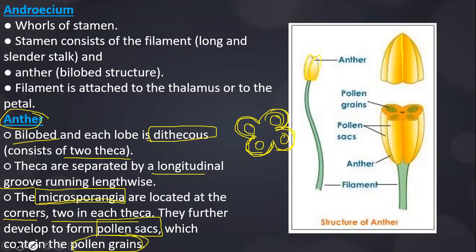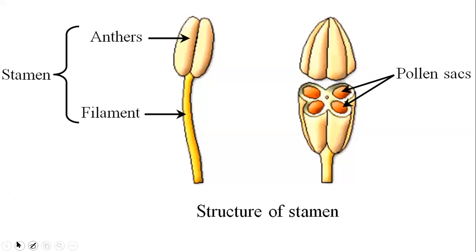Clear? So Androecium consists of stamen. Stamen consists of two main parts, filament and anther. Anther is a bilobed structure, each lobe having a dithecous condition, consisting of two theca. So inside the theca you will have the microsporangium, inside which you will have the development of the pollen grains. So later this microsporangia would develop into the pollen sac. Exactly like this, the filament is a long, slender, stalk-like structure which is attached to the thalamus or the petal. This is the structure of the Androecium.